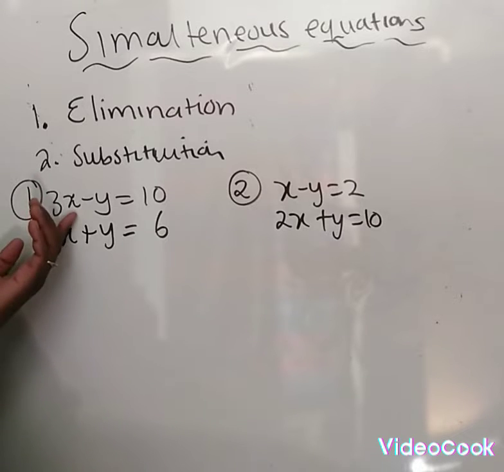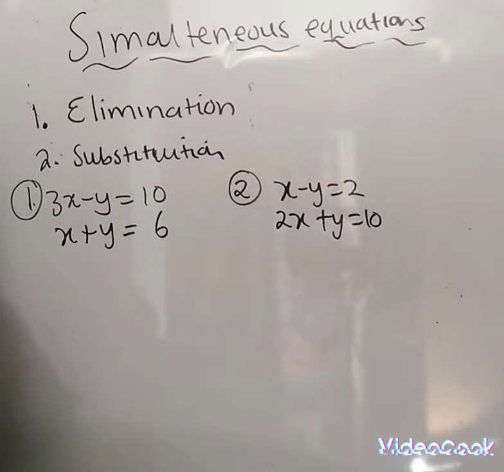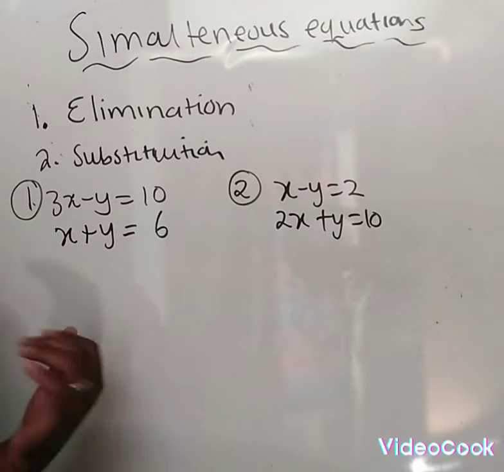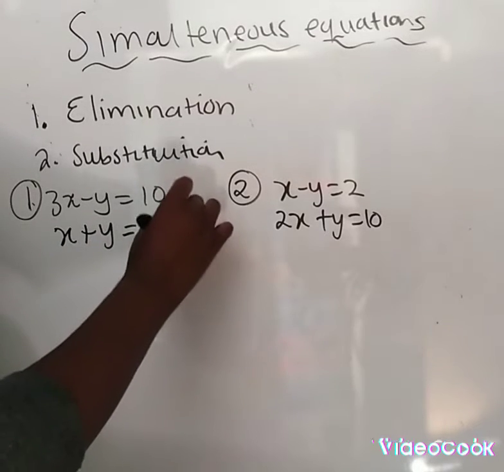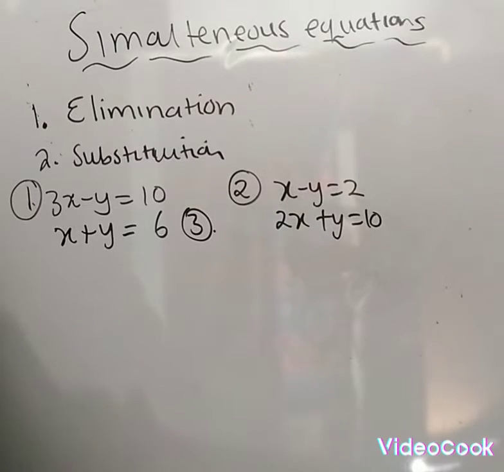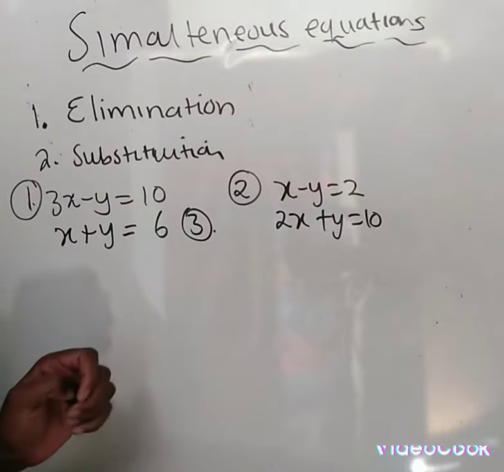I'm sure you can see we've got two variables. We've got an x, we've got a y. At the end of the day, we want the values of x and the values of y. And when these questions come, they come carrying 3 marks, right? Mark allocation is 3 marks, okay? So you don't want to lose the 3 marks, so pay attention. So let's start with the elimination method.